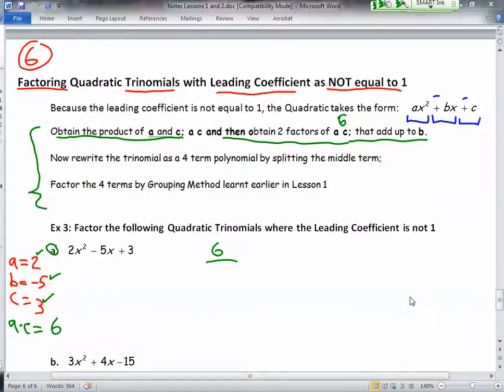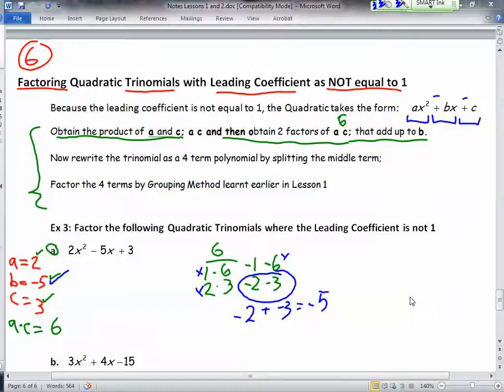So what are my factors of 6? I have 1 times 6. I have 2 times 3. Okay, but since this is a positive 6, I can also do a negative 1 and a negative 6 and a negative 2 and a negative 3. So out of these 4 sets of factors, which one adds to give me a negative 5, which is my B term? It's not this one. It's not this one. It's not this one. It is this one. Negative 2 plus negative 3 is equal to negative 5. And again, that's my B term right here.